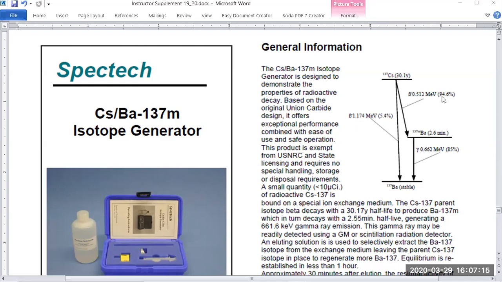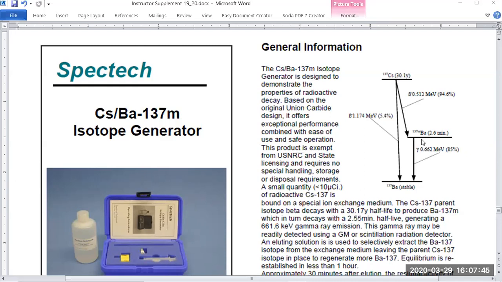The other 95% of it decays with a beta particle that is slightly lower in energy and then has to release the additional energy through a gamma ray being emitted. There is a short delay in the decay process that releases the gamma ray. And so that short-lived particle is metastable barium-137.